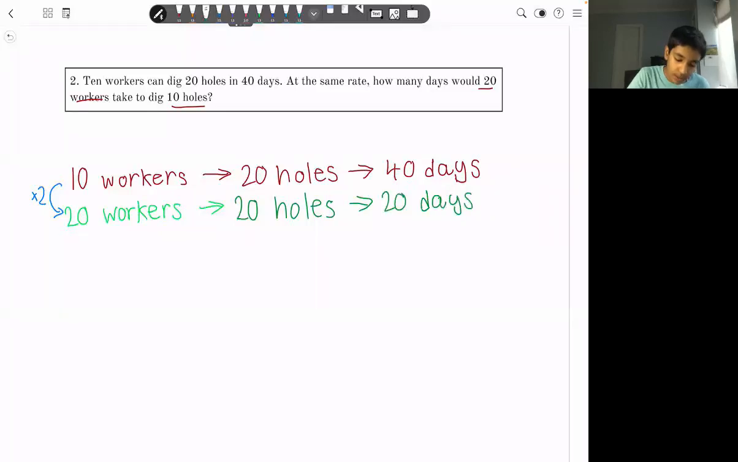Okay, now let's look at the second part. How long will it take 20 workers to dig 10 holes? This is what we're asked to find. So 10 holes.